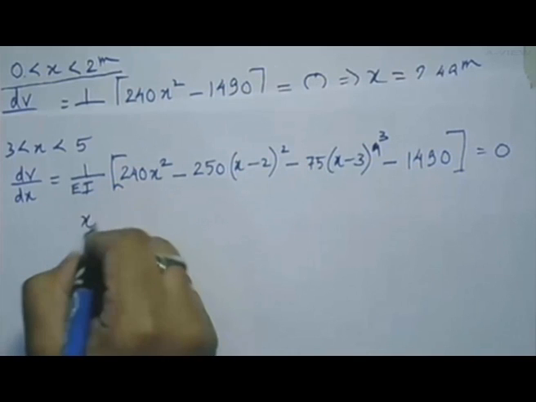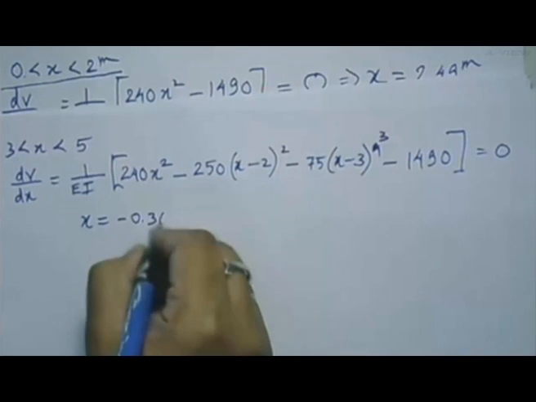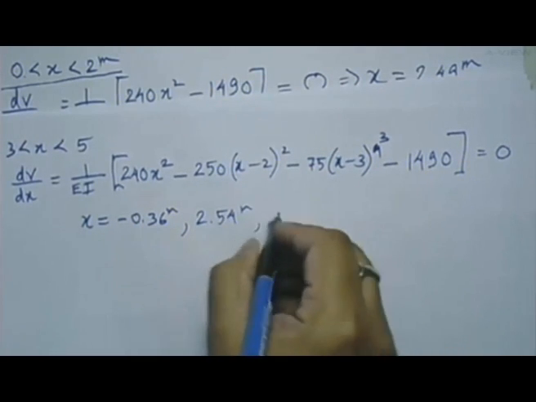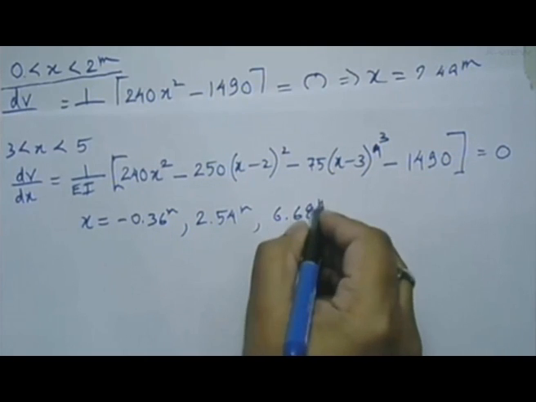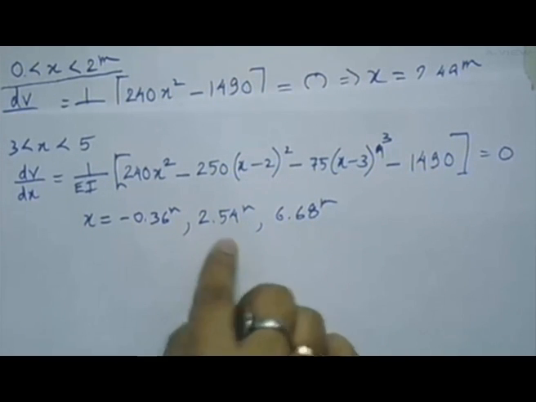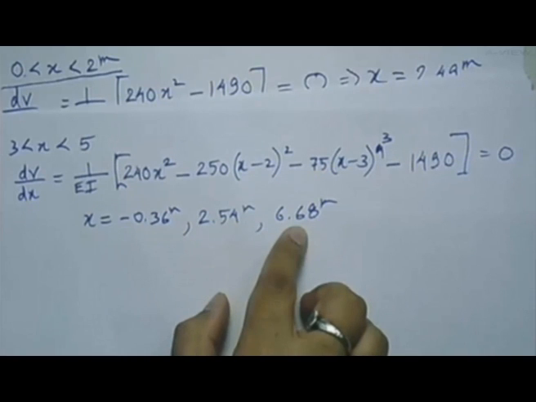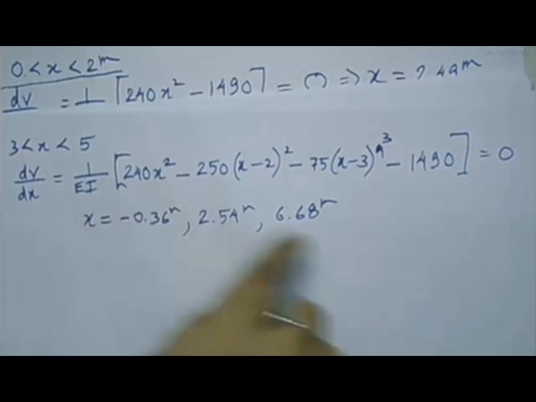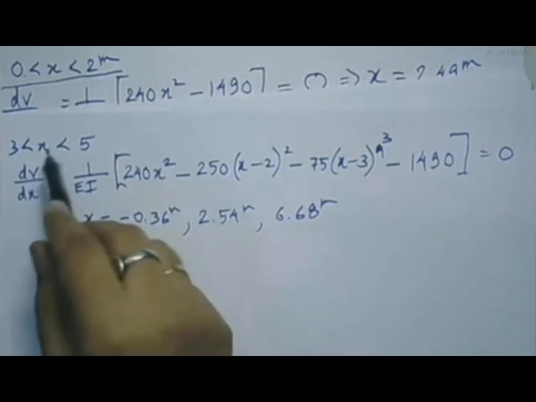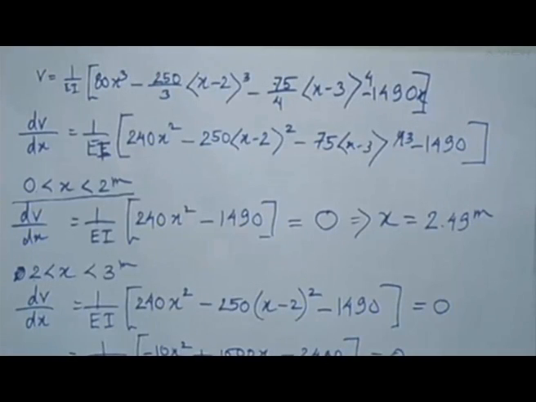And the values of x that you will get here are minus 0.36 meters, 2.54 meter and 6.68 meter. Now notice that none of these values, minus 0.36, plus 2.54 and 6.68, are within the limit of x greater than 3 and less than 5. So from this we can tell that the maximum deflection of the beam does not occur in the region between 3 and 5. The only place where it occurs is at x equal to 2.55 meters, and the maximum value is 2487 by EI.